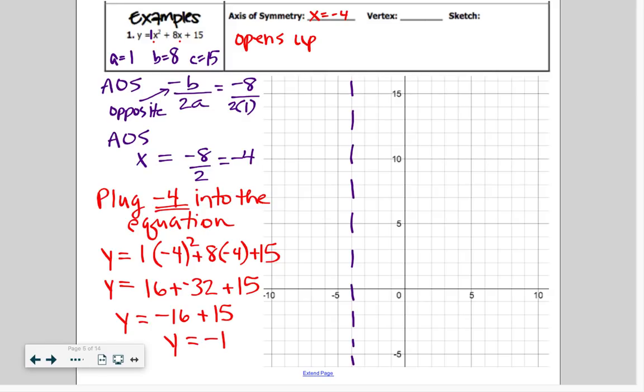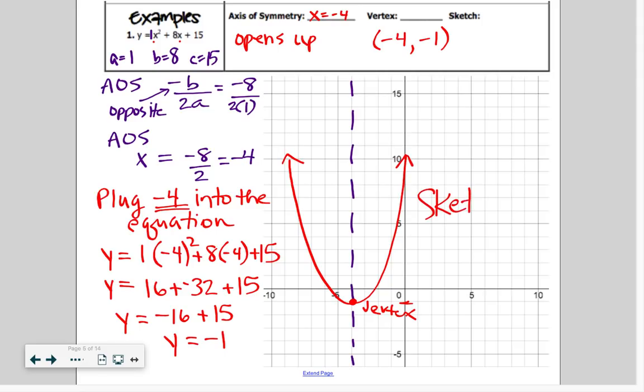And now I know that my vertex is going to be negative 4 for the x because it matches the axis of symmetry, and it's going to be at negative 1 on the line right here. This is my vertex. I know that it opens up, so I'm just going to sketch. Just doing a sketch. I'm not finding anything else. This is just a sketch.